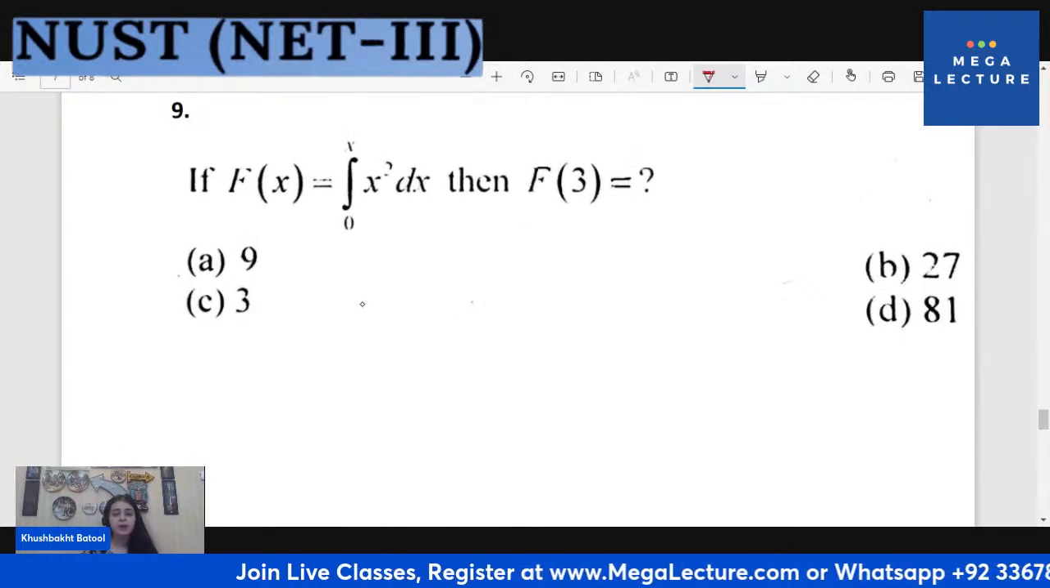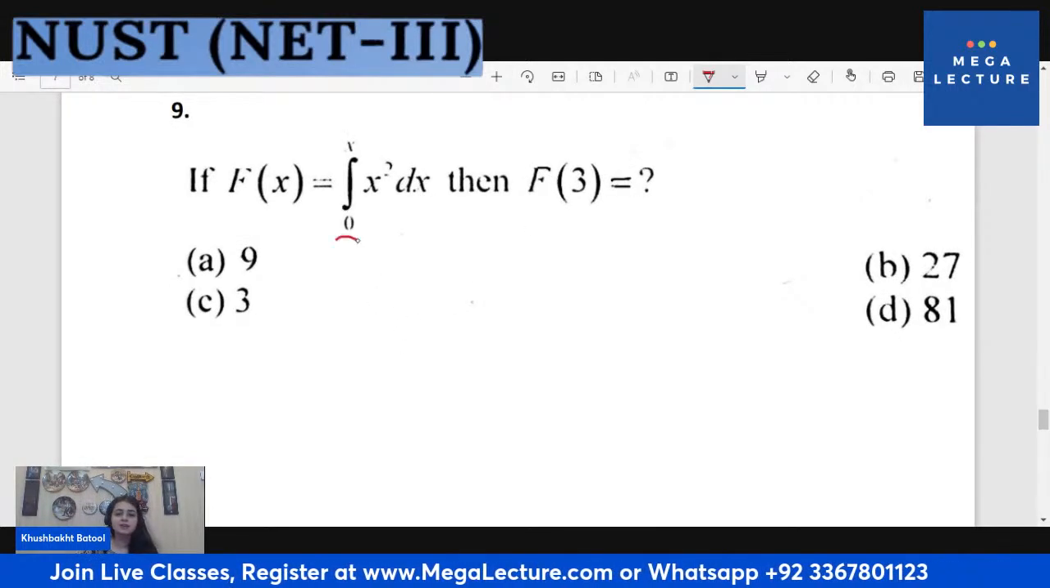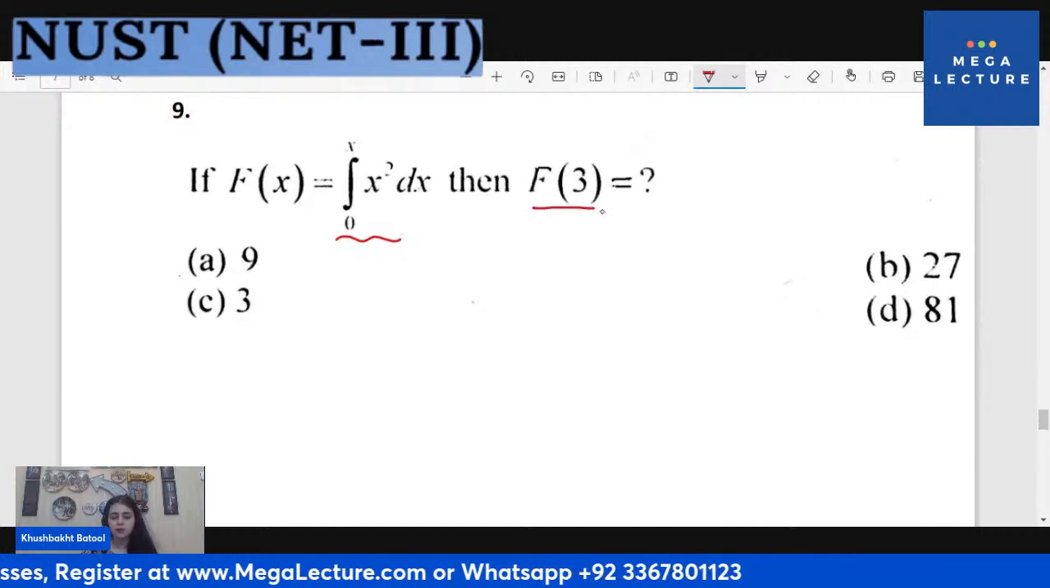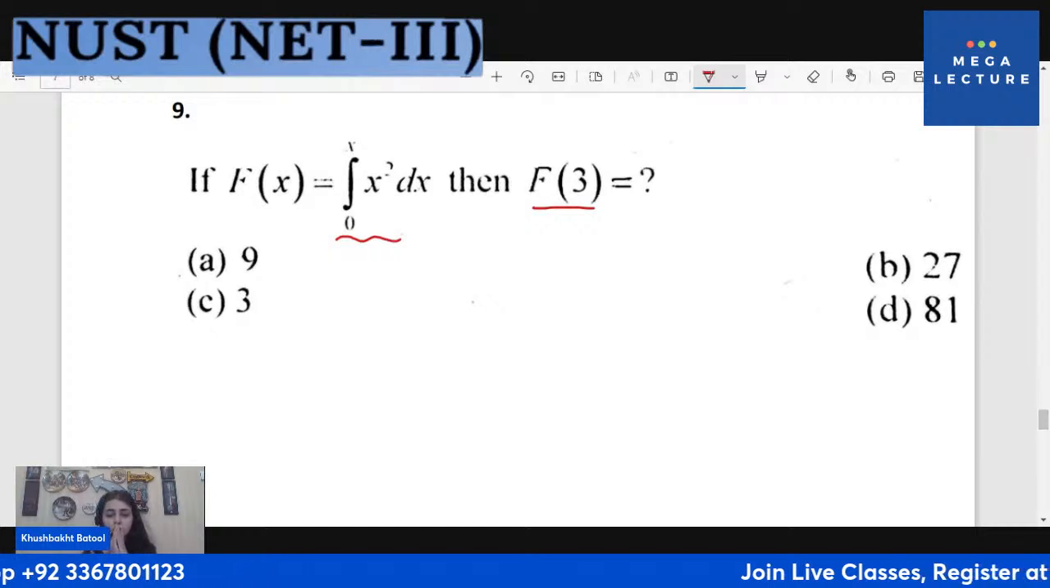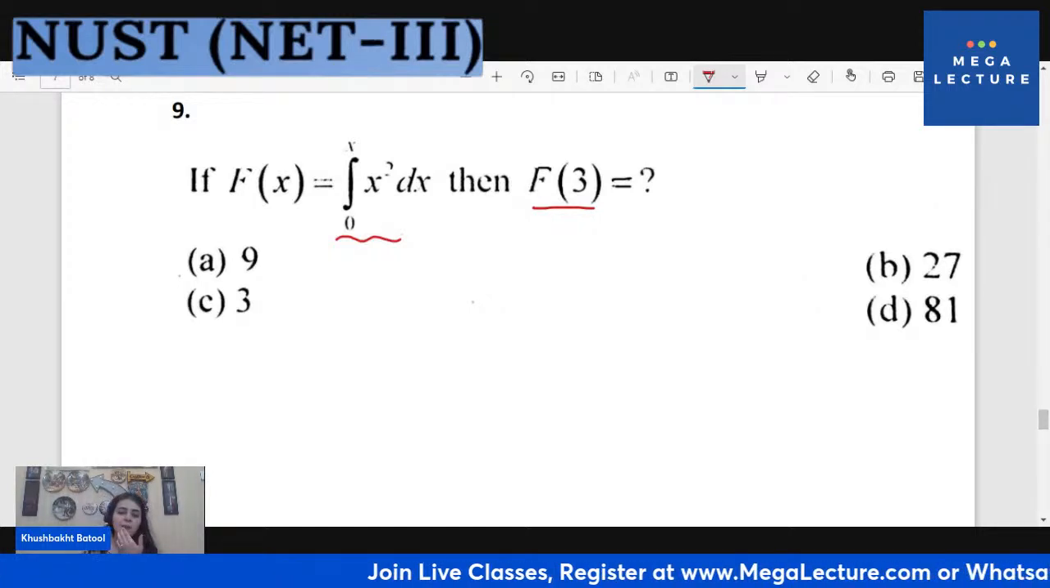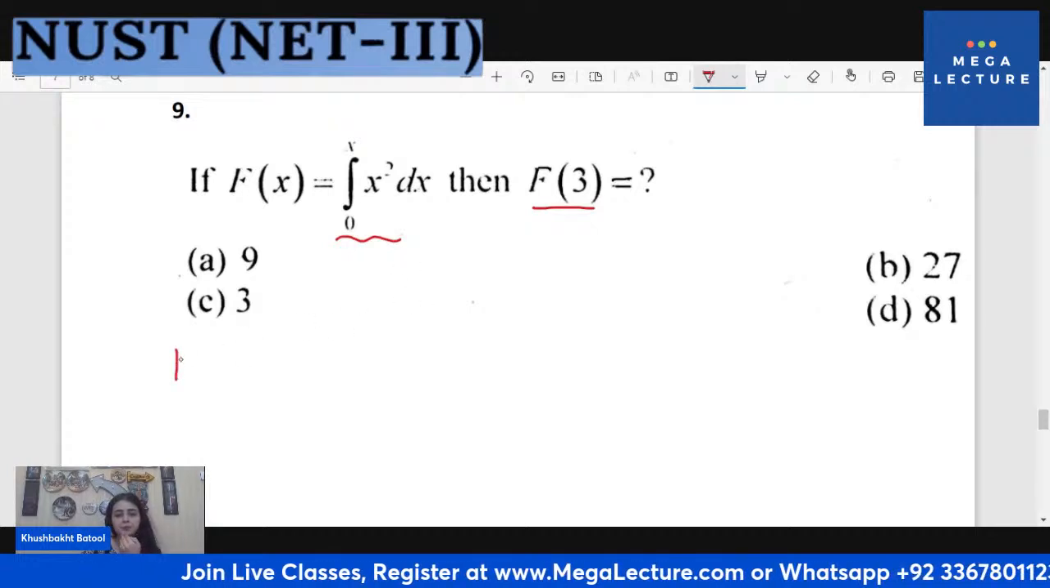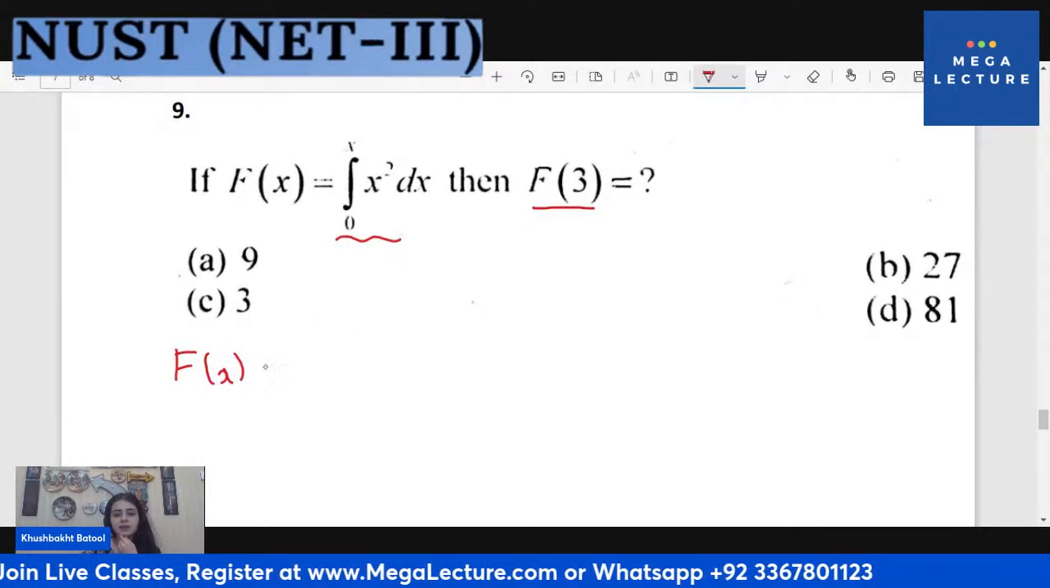It says, if f of x is this thing, then what is f of 3? So f of x is a function. You need to find the value of f of 3. And for that, you need to know the value of f of x first. Okay. Now, how do I know the value of f of x? F of x is given. F of x is the integration of that.